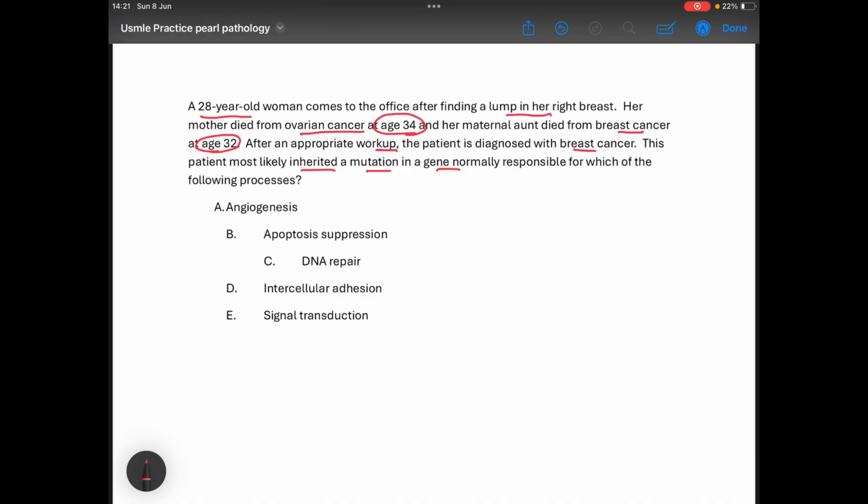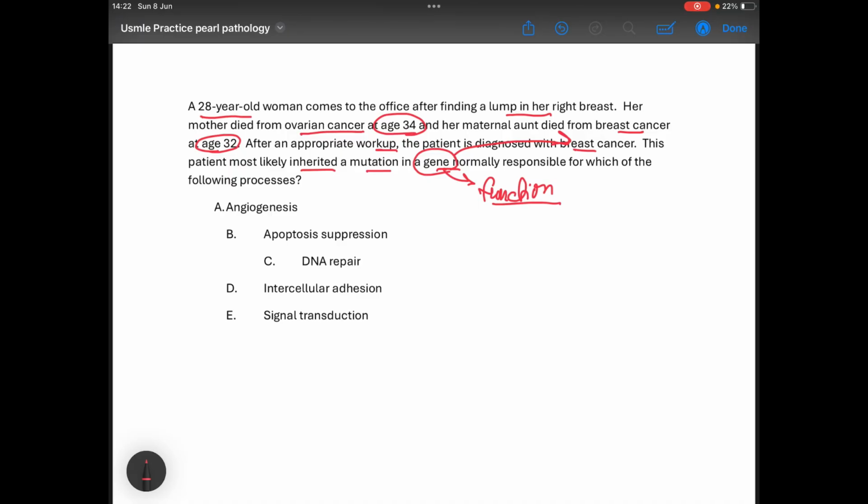First, in this question, we had to guess the gene that is responsible for the breast cancer, and we have to answer the function of that gene. This is a case of hereditary breast cancer, which should be suspected in patients diagnosed at a young age, patients with two or more primary breast or ovarian cancers, and individuals with multiple family members affected by early onset breast or ovarian cancers.